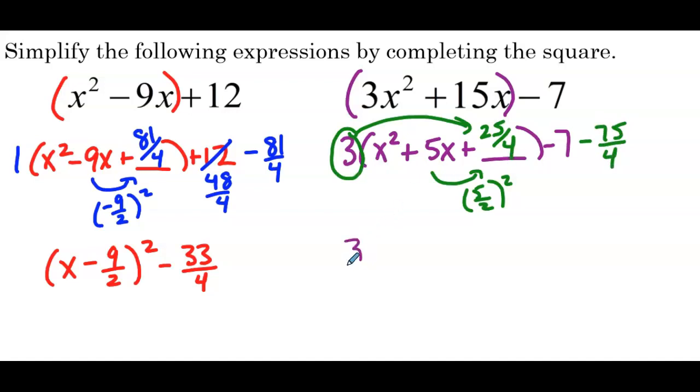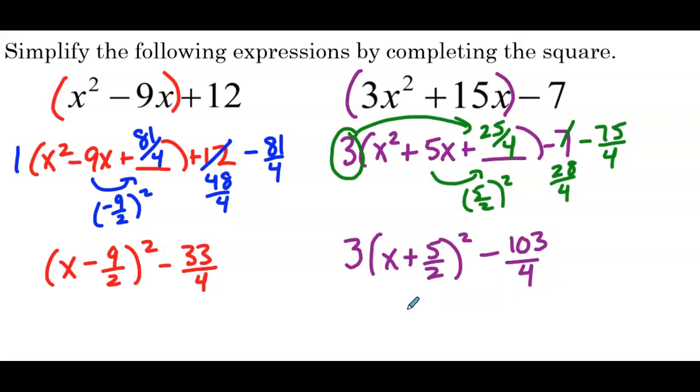So rewriting this, we'd have 3. We have another fraction to deal with, so x plus 5 over 2 squared. And then common denominator here, so 7 would be 28 over 4. So that's negative 98, negative 103 over 4. So our last two examples dealt with fractions because I find those are the harder ones for students to deal with because we haven't really factored with fractional constants.